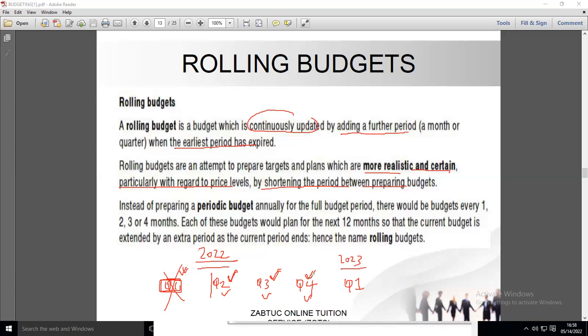So when quarter two ends, what happens? You drop quarter two, you use the lessons learned to update this, that, and that. Then you go into 2023 and add quarter two. That's what it means.